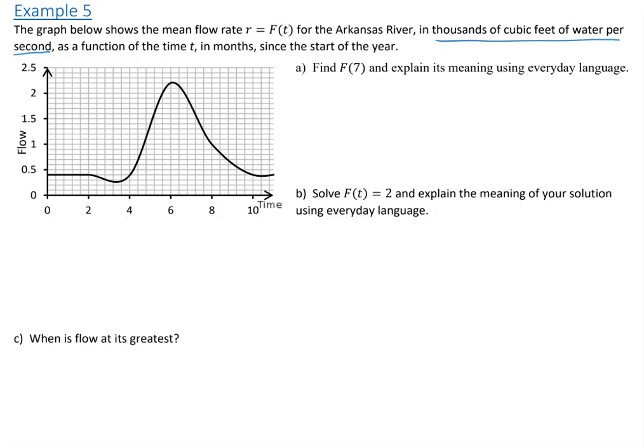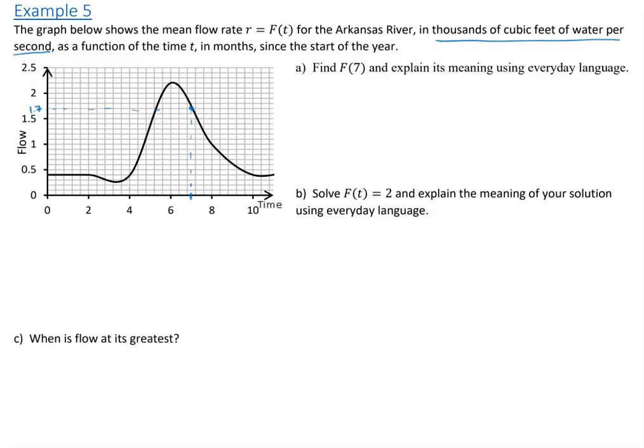So that 7 is an input, which means on a graph it would be an x value. So it's slightly awkward, but 7 should be right in the middle of 6 and 8. And if we follow that up, it looks like we're hitting, let's see, let's count. 1, 2, 3, 4. Okay, so every tick mark on the vertical axis is 0.1. So that is hitting at 1.7.